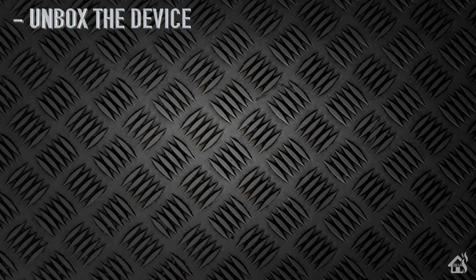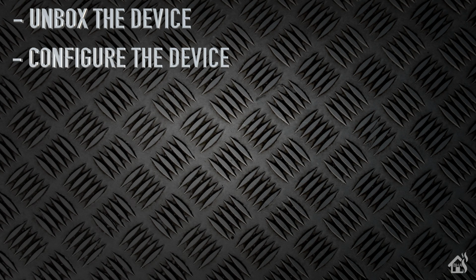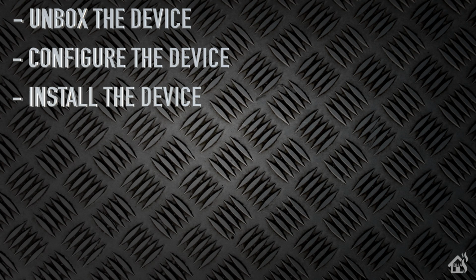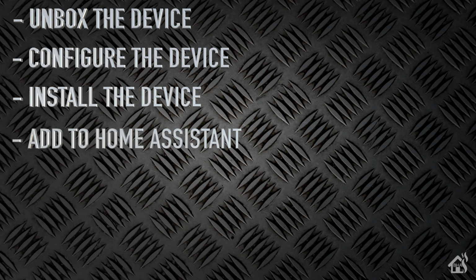Let's do a quick run through of everything we covered in this video. Of course, for starters, we unboxed the device. Once we did that, we went ahead and configured it in SmartThings. After that was done, we were ready to install it outside. After that, we added it into Home Assistant. And lastly, I showed you what that looked like in action.